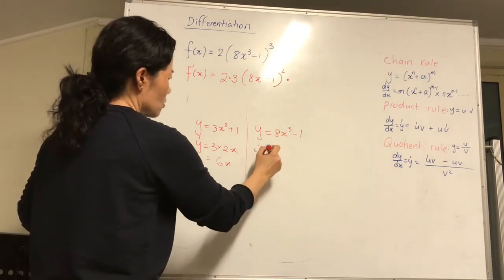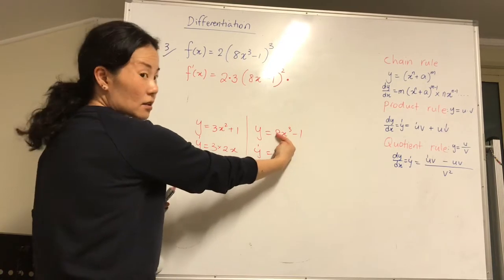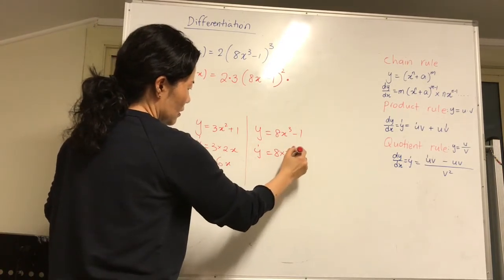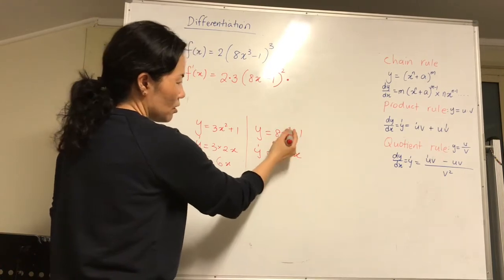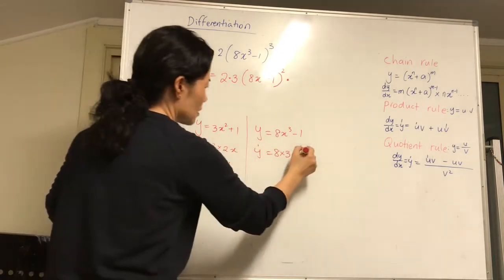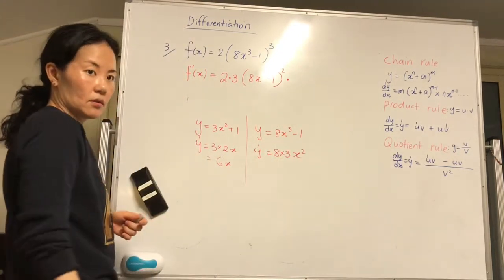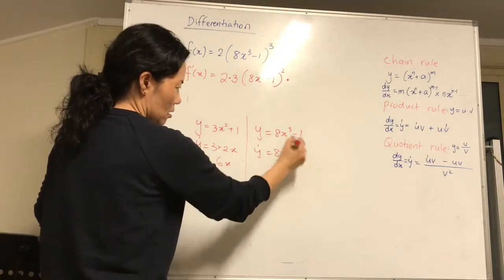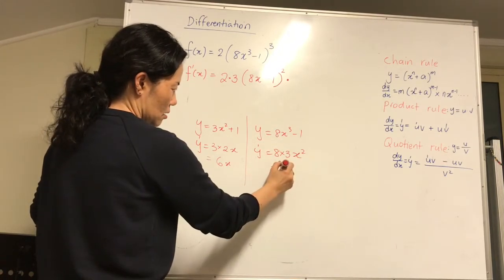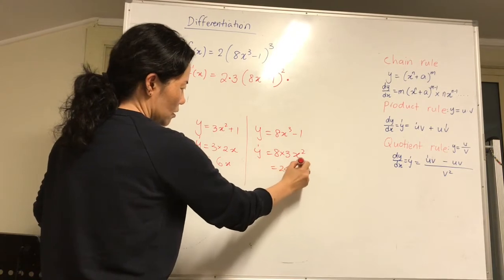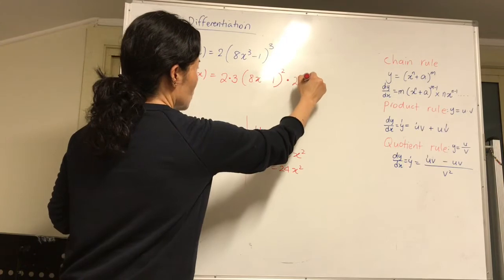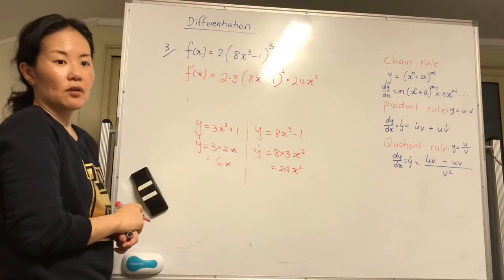y dash will be, you're going to the front, so 8 times what? 3 x to the power of 2, 1 less. And I'm not going to worry about the constant. So what's the tidied up solution here? 24x power 2. Yeah. So that will be 24x squared. We okay with that?